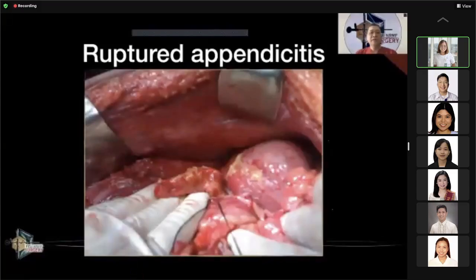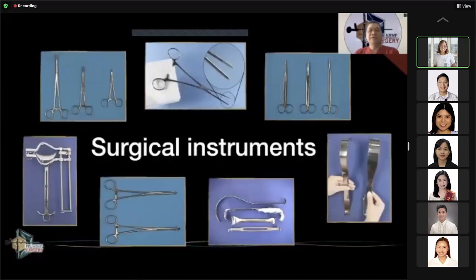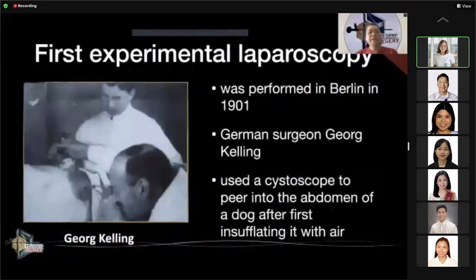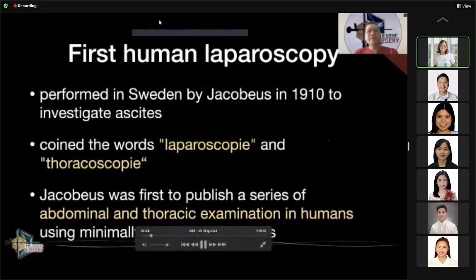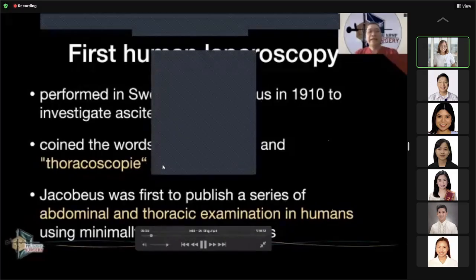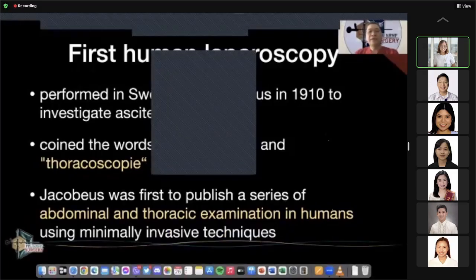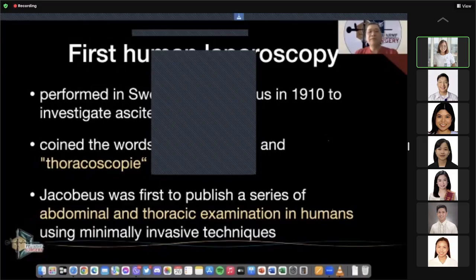These are the usual surgical instruments that we use for open surgery. You can see the retractors being used. They have to fit into your incision to expose the surgical field. This was the first experimental laparoscopy, done by Dr. Kelling in dogs in 1901. The first human laparoscopy was performed by Jacobaeus in 1910, and the terms laparoscopy and thoracoscopy were introduced.